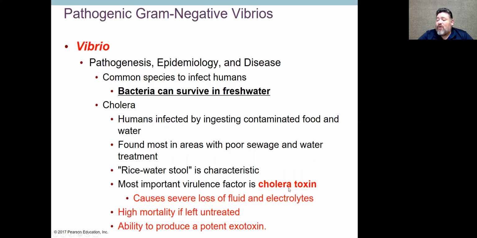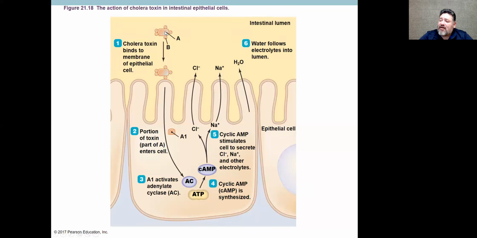Okay, and what makes it so pathogenic? The fact that it produces a very powerful exotoxin called cholera toxin. Okay, and this cholera toxin causes a severe loss of fluids and electrolytes via the large intestine. So here's the epithelia of the large intestine. Here's a lumen. Here's a cholera toxin. The cholera toxin has attachment proteins that have an affinity for the microvilli of the epithelia.